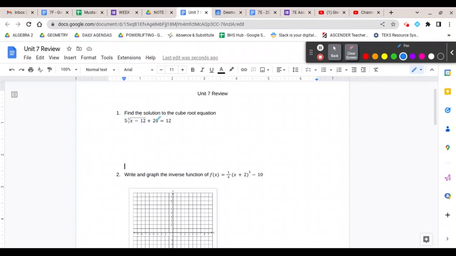Number 1, find a solution to the cube root equations. So to find a solution, we need to get x by itself. Again, when we do this, we need to do order of operations kind of in reverse, because we are working in reverse, we're working backwards.